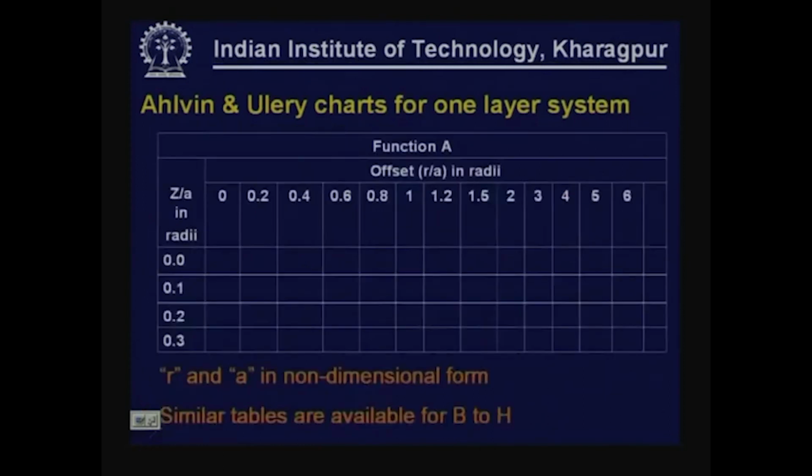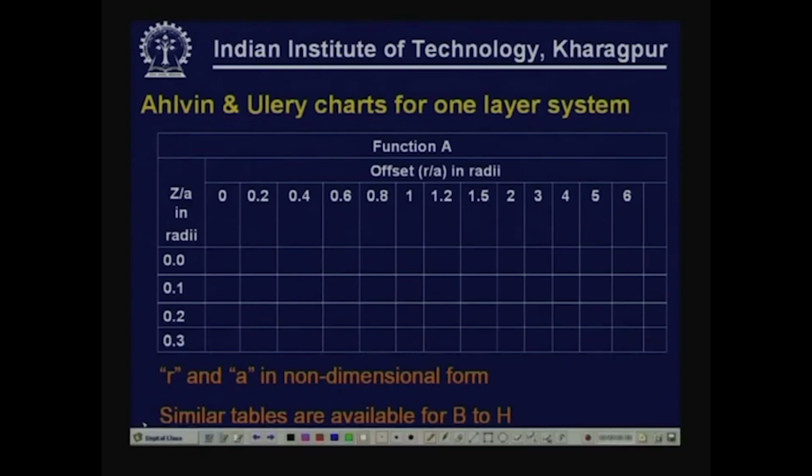Typically, the charts look like this. For example, for determining the value of function A, you need to know the location of the point in the pavement, that is radial distance and depth from surface. This can be expressed in terms of radial offset given by R by a, where a is the radius of load contact area, and Z by a. So, the corresponding value of A can be selected from this table. We have similar tables available for all the other coefficients B to H.